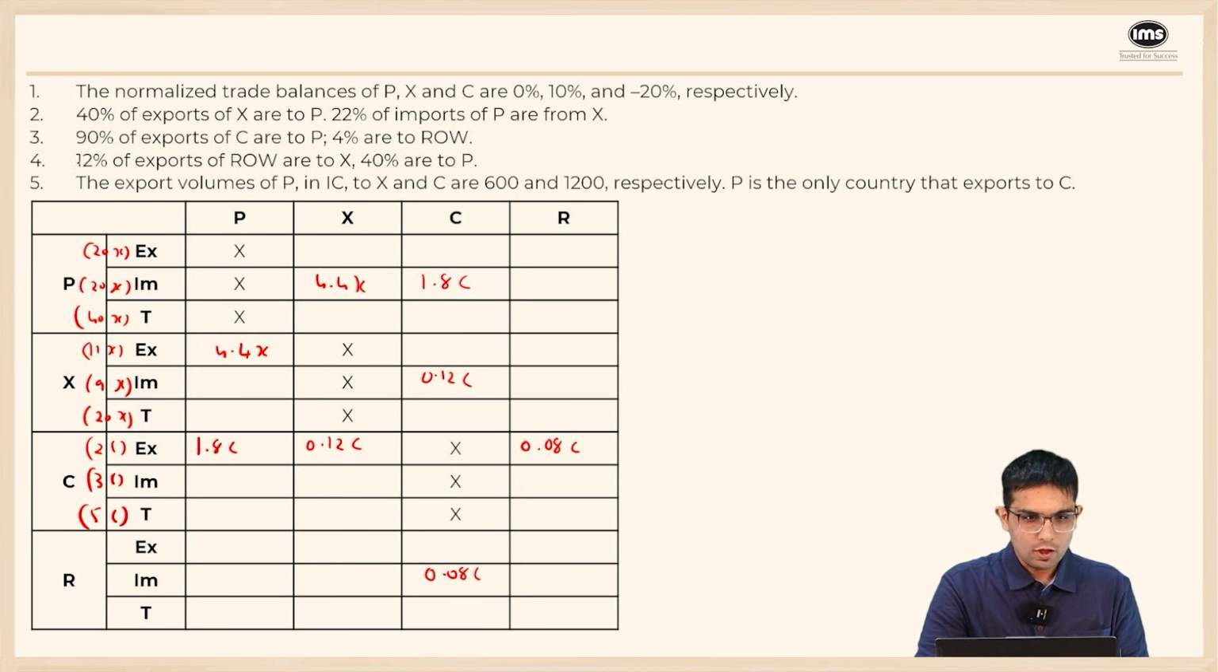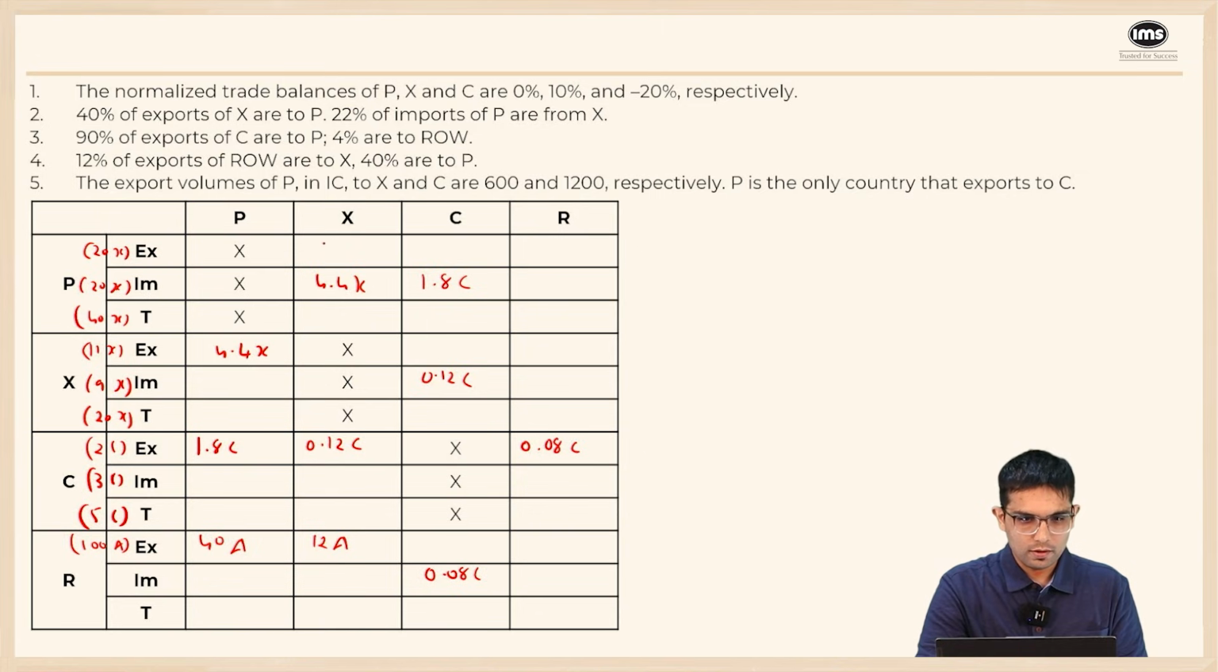Next it is said 12% of export of ROW are to X. So let us assume the total export is 100A. So 12% is to X. So this is 12A and 40% are to P. So that is 40A. The last line says the export volume of P in IC to X and C are 600 and 1200.